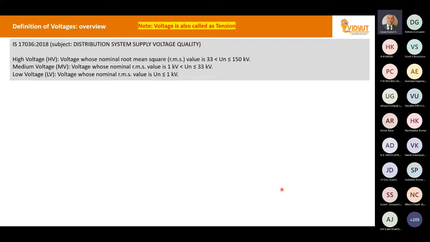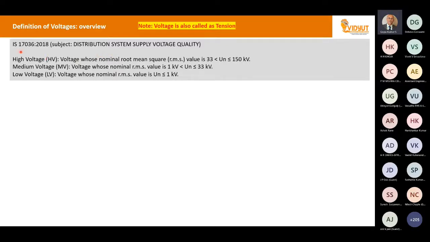The definitions of voltage were not clear in our regulations and the standards. Yes, of course, the IE Rule 1956 had some definitions which have been removed in the CEA regulation 2010. After that, there was no clear regulation on the voltage definitions. I'm just showing you some of the standards which we are referring to on this particular subject.